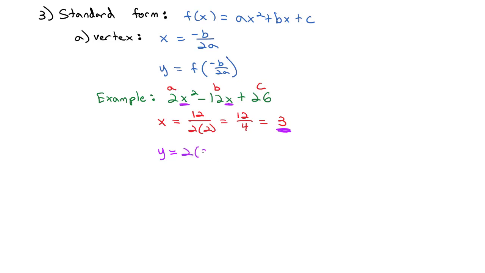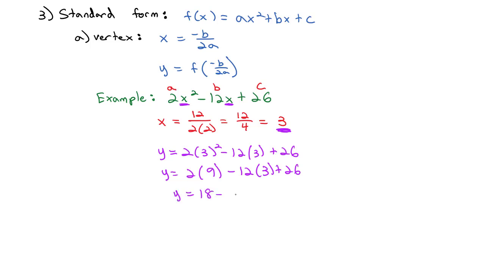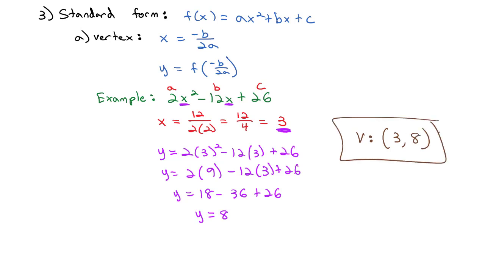So we have 2 times 3 squared minus 12 times 3 plus 26, or y equals 2 times 9, doing exponents first, minus 12 times 3 plus 26, or y equals 18 minus 36 plus 26, and y is equal to 8. And so now I know my vertex is at the point (3, 8) for this graph.